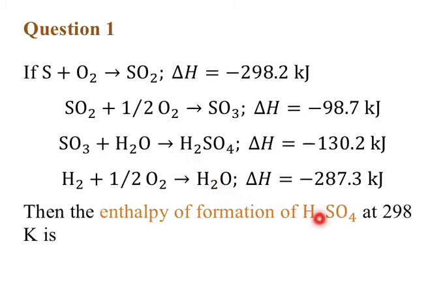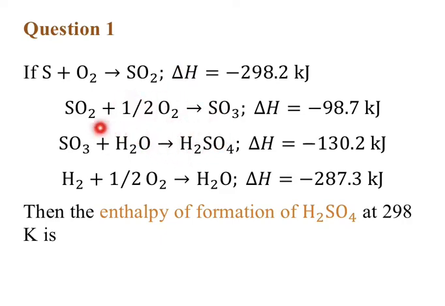So we have to put H2SO4 only on the product side and cancel everything else on the product side. SO2 gets cancelled if we add this equation, and SO3 gets cancelled if we add the second equation and third equation, and H2O gets cancelled in the third and fourth equation. So the third equation represents the formation of H2SO4, the fourth equation represents the formation of H2O, and the first and second combined give the formation of SO3. So H2SO4 formation depends upon SO3 and H2O formation. We will calculate in the following slide.